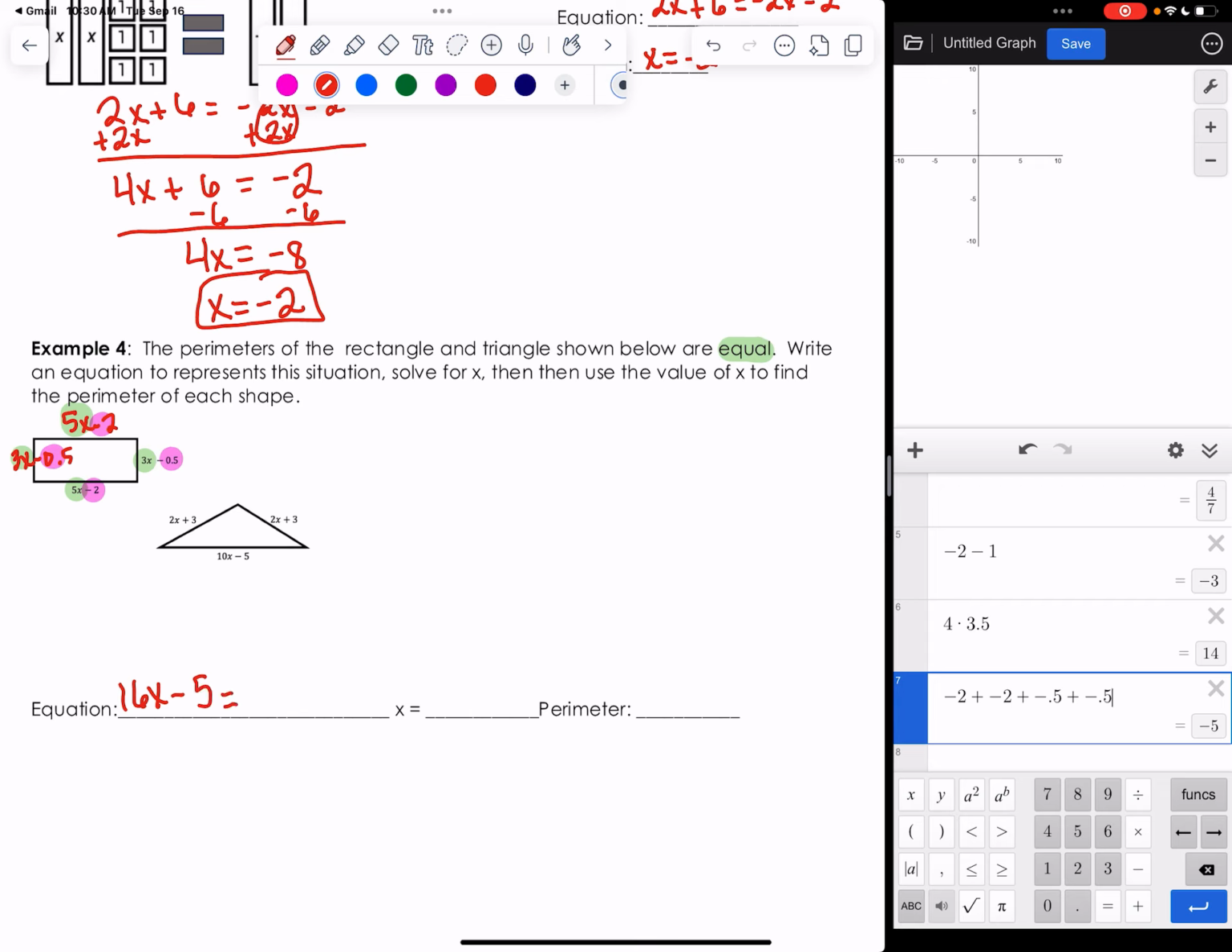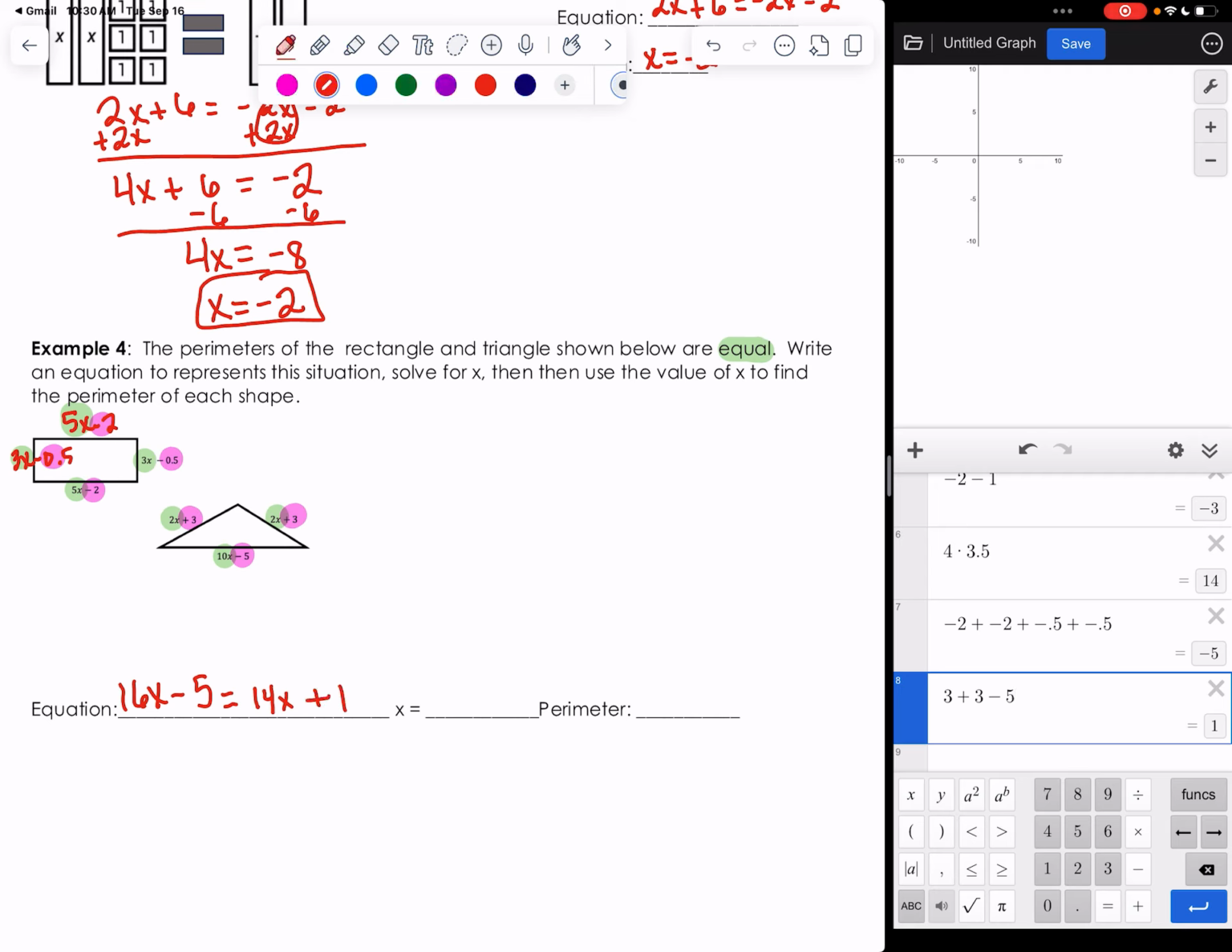Now, the perimeter of the rectangle is equal to, so I'm going to put it equals, the perimeter of the triangle. So now we're going to find an equation for the perimeter of the triangle. To do that, I'll add my like terms. So 2x plus 2x is 4x, and 4x plus 10x is 14x. So that would be 14x. Now I need to add my constant terms, 3 plus 3 minus 5. If it makes you feel more comfortable, put that in your calculator, 3 plus 3 minus 5, and you get positive 1.